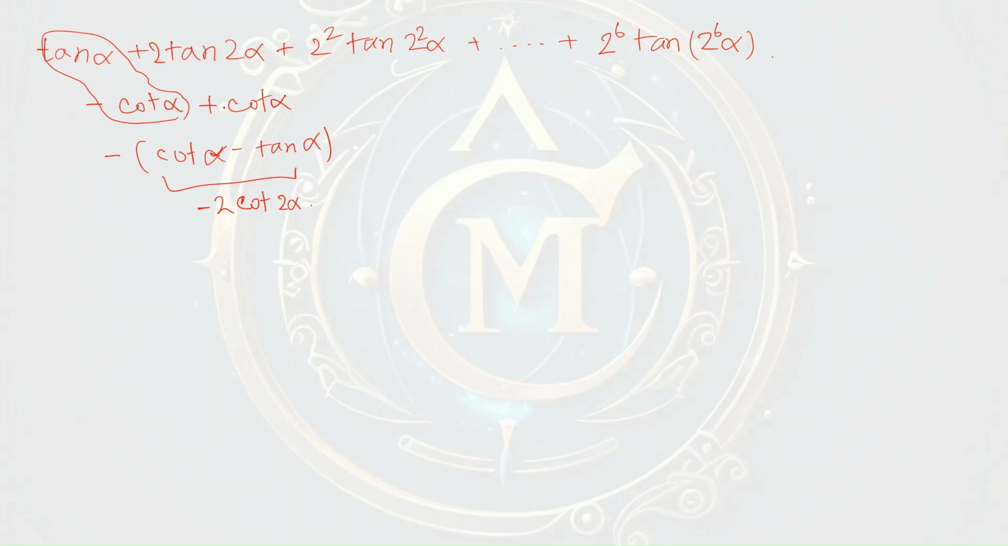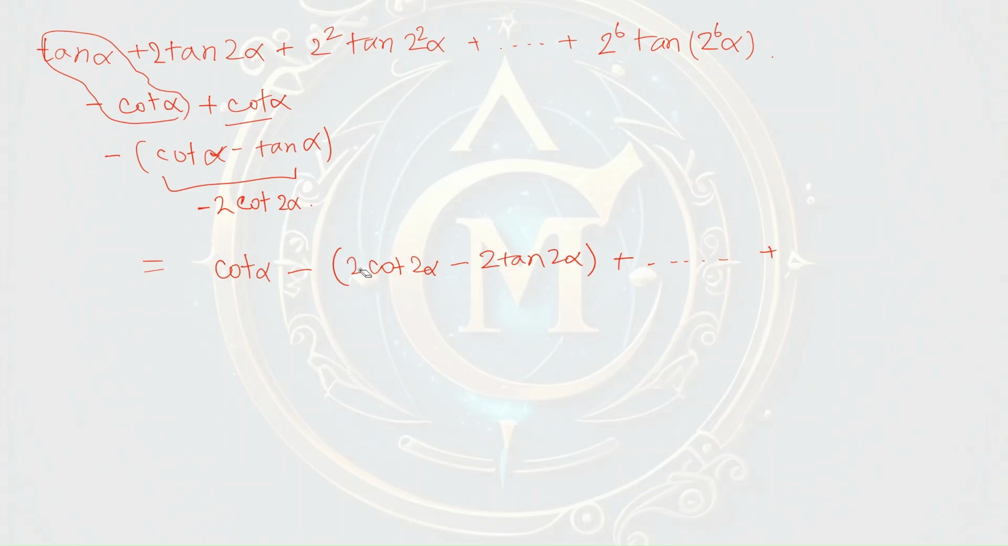Now this whole series becomes cot alpha from here, then minus 2 cot 2 alpha, so minus we will take common, then 2 cot 2 alpha minus 2 tan 2 alpha plus so on the rest of the series.